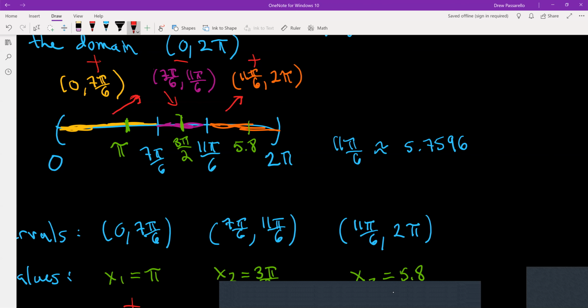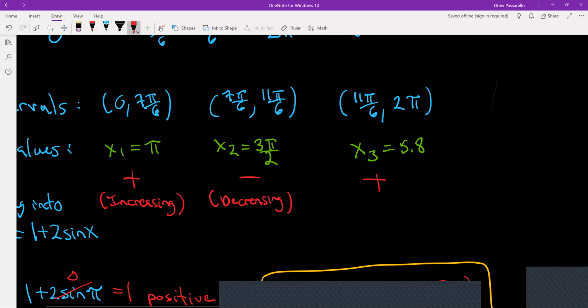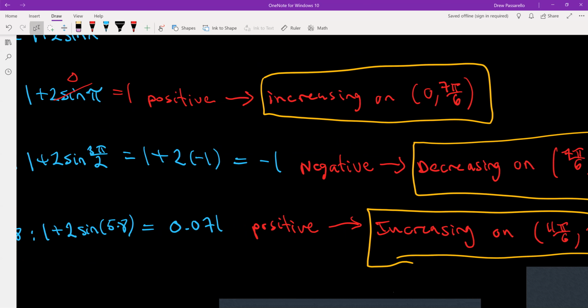All right, that was just a preview. For this one, we just needed these 3 answers: increasing, decreasing, and then increasing for the corresponding intervals.